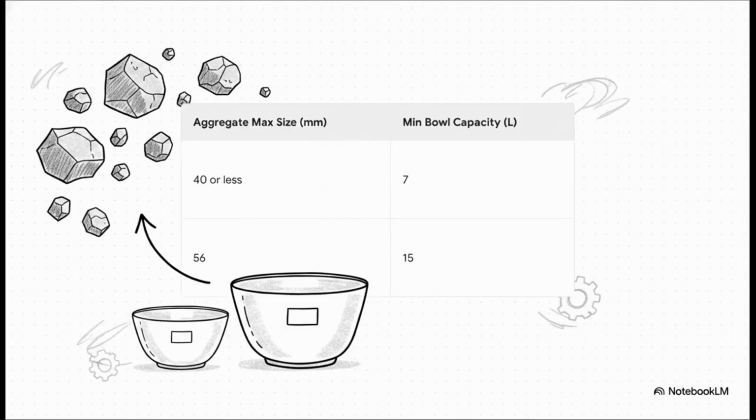It's pretty wild how microscopic details dictate our macroscopic tools. The capacity of the measuring bowl you use entirely depends on the nominal maximum size of the coarse aggregate, basically the rocks in the concrete. If your rocks are 40 millimeters or smaller, you use a 7-liter bowl. But if they're up to 56 millimeters, you actually have to bump up to a 15-liter bowl. Every single variable is accounted for, making sure the sample is truly representative of the overall batch.